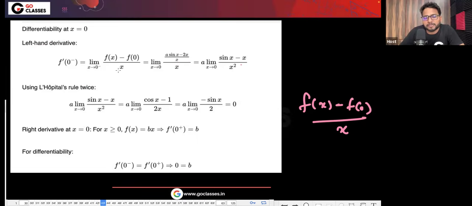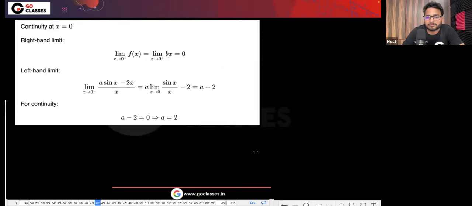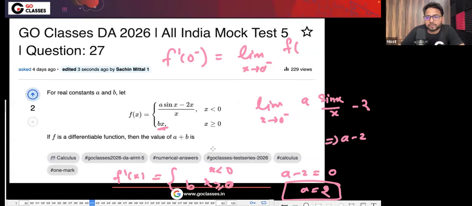So if we use this formula and then we find out the limit, it is coming out to be 0. And then for 0 plus, you can directly differentiate here also, or you can use this kind of formula here also. It will be like bx minus f0, which is basically 0, upon x, so it will be just b. You can directly differentiate if it is easy to differentiate. So you are getting b, and then b equal to 0. Okay, and a was 2, so a plus b will be 2. So 2 is the correct answer here, right?